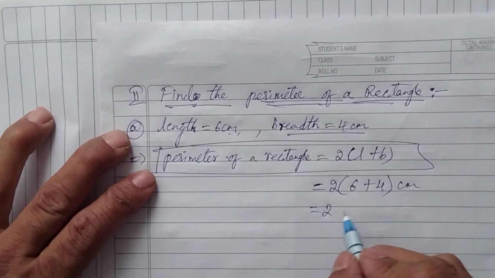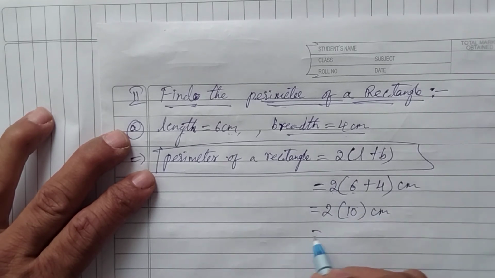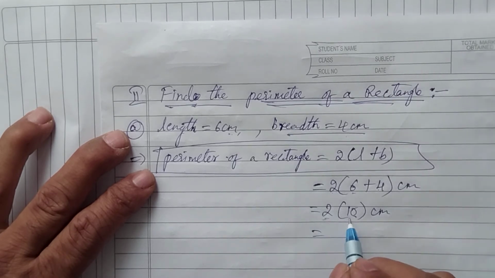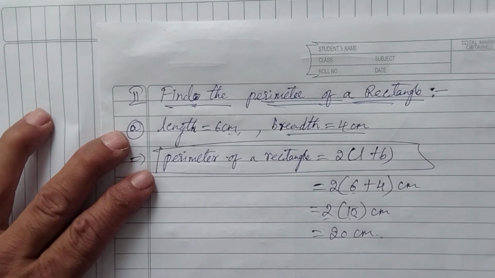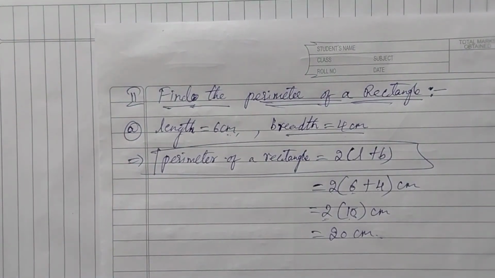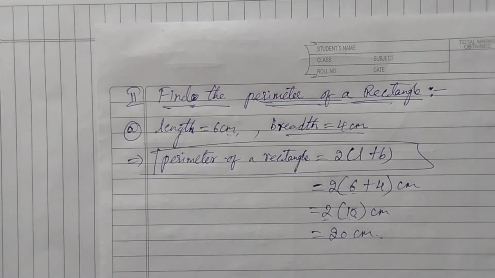2, and in the bracket there is an addition. Add it: 6 plus 4 is 10 cm. So 2 tens are multiplied: 2 tens are 20 cm. This is the answer to the first one. You can note it down. Okay.